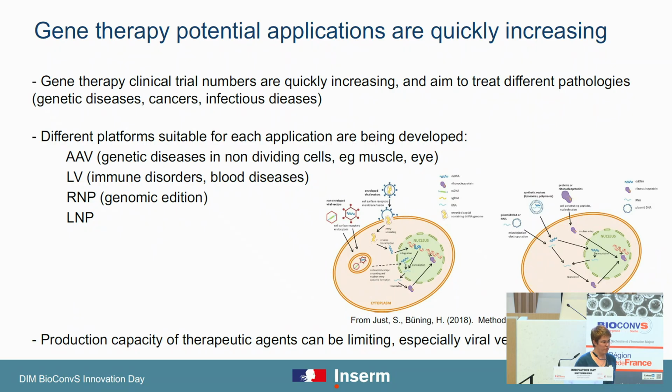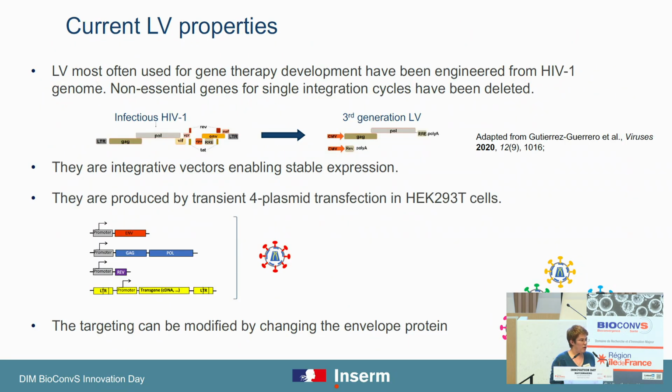There are different platforms suitable for different applications, mostly two big types: the viral vectors, with AAV and lentiviral vectors that aim to introduce genetic material inside the genome, and perhaps more recently RNP and LNP, which aim, mostly through CRISPR strategy, to modify the genetic information within the cell permanently. For viral vectors, production capacity can be limited for all the applications that are potentially possible. The current lentiviral vectors used for clinical applications are derived from the HIV-1 virus.